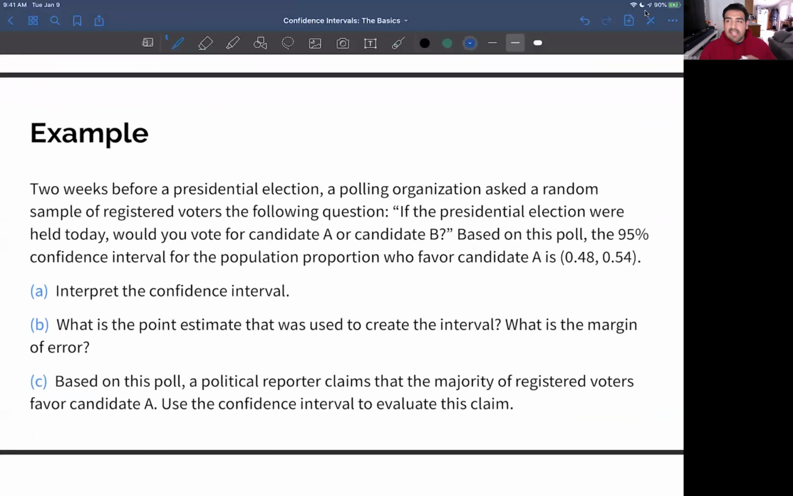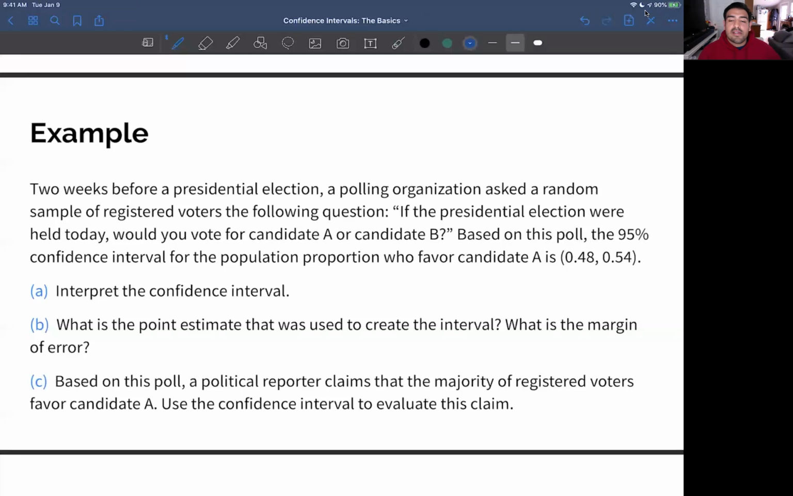So let's take a second to look at this example. 2 weeks before a presidential election, a polling organization asked a random sample of registered voters the following question. If the presidential election were held today, would you vote for candidate A or candidate B? Based on this poll, the 95% confidence interval for the population proportion who favored candidate A is 48% to 54%. Remember, this is a proportion. We're talking about percentages here.